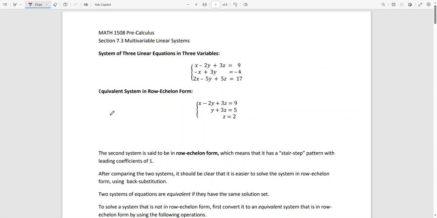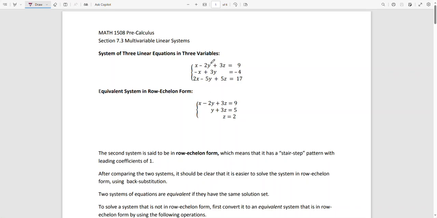Today, what I meant to say was, hey, how you doing? Welcome to class. Today we're talking about section 7.3, multivariable linear systems. So the elimination method we had talked about last time, we're going to extend that because now we have three variables. A lot of times we'll have three equations.